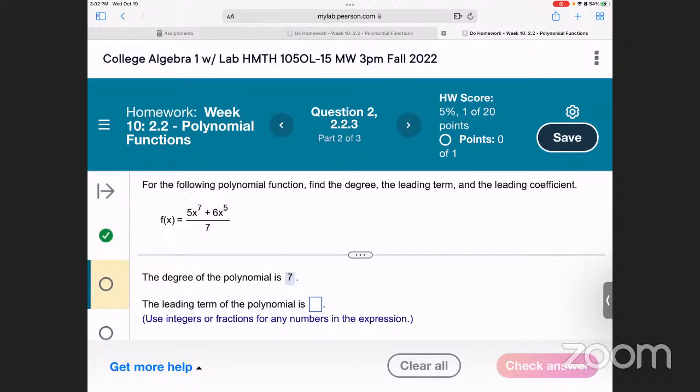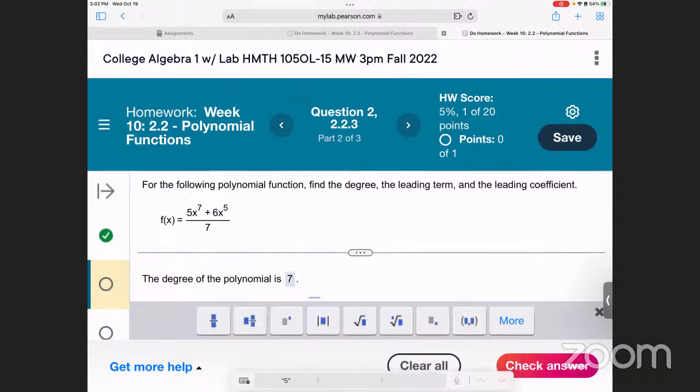At first glance, you might think that it's 5x to the power of 7, but we need to account for that denominator of 7. Because we're dividing by one term, you can actually distribute that across the top. So instead of 5x to the 7, it's 5/7 x to the power of 7.